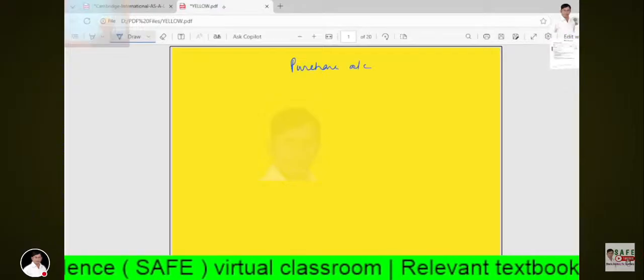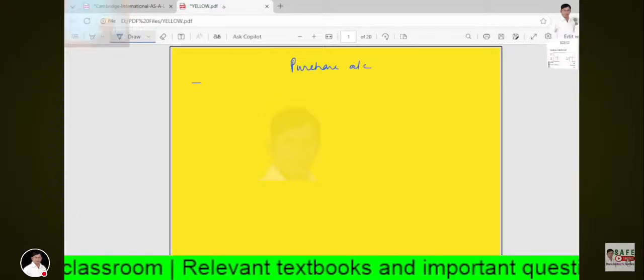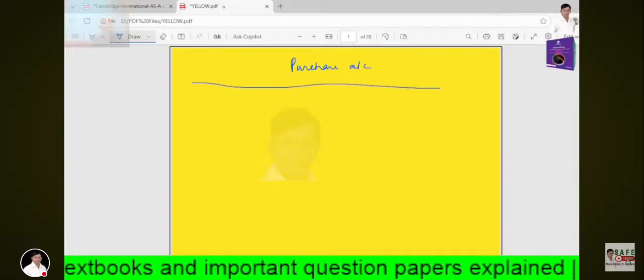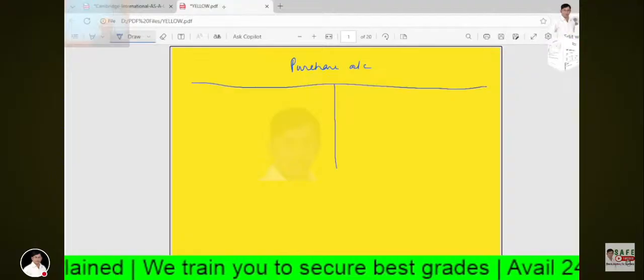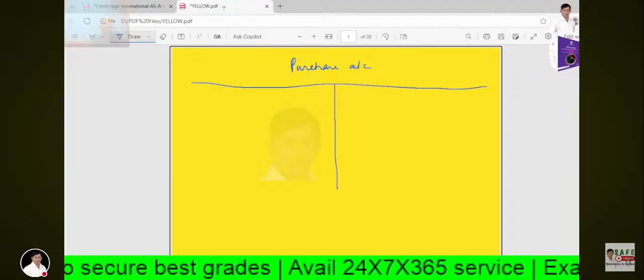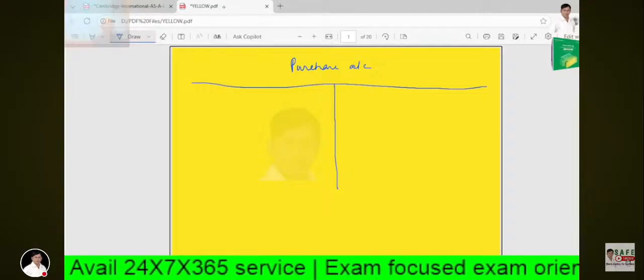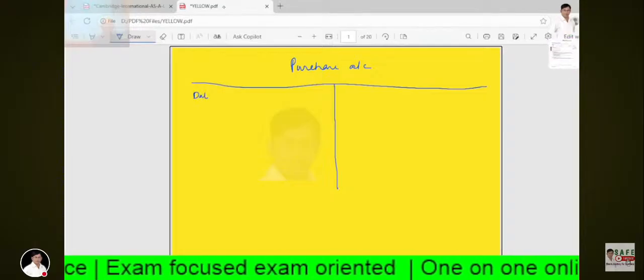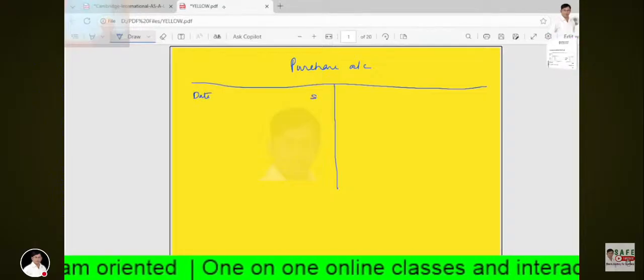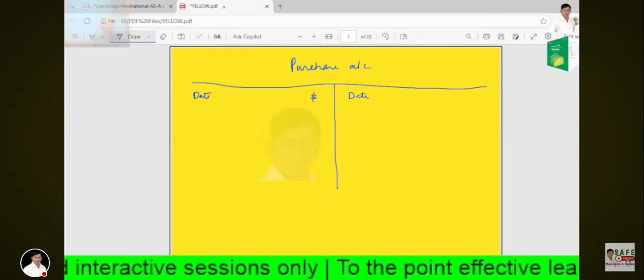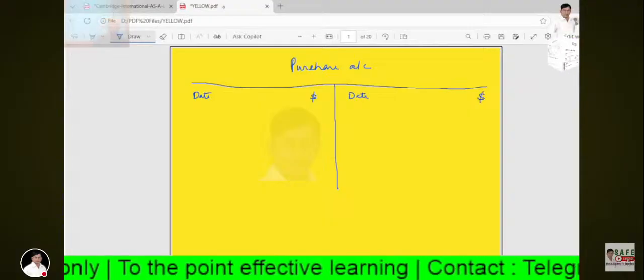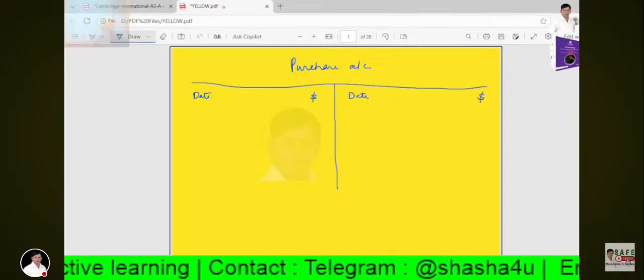Purchase account. So always the ledger should be... okay, always date should come. Don't miss to put the date and the currency. What do we have here? Okay, always write the heading. So which account are you preparing?